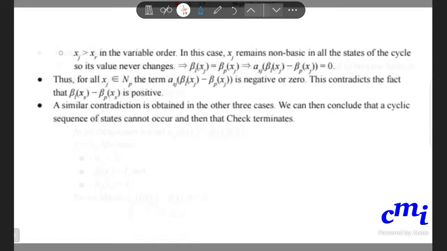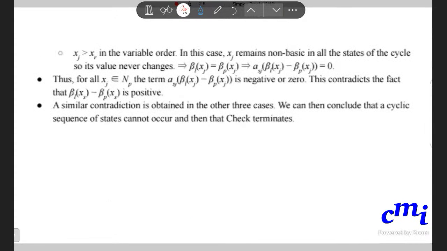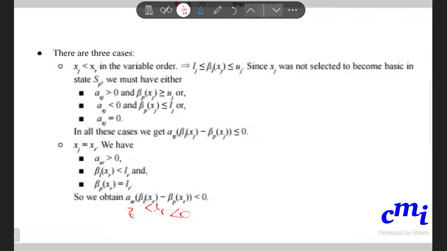So now the last case is that xj is greater than xr in the variable ordering. So in this case, xj remains non-basic in all the states of the cycle. So its value never changes. Same way that we got beta P of xr stays the same, by the same logic, its value never changes. So beta L of xj is equal to beta P of xj. So this thing becomes 0.